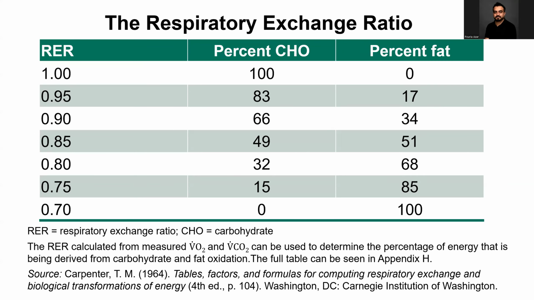So here is the percentage of carbohydrate and fat utilization based on the RER. If RER is 1, we use 100% carbohydrates to produce energy, to produce ATP. And if we go down to 0.7, the percentage of fat is 100. So we use 100% fat to produce ATP.